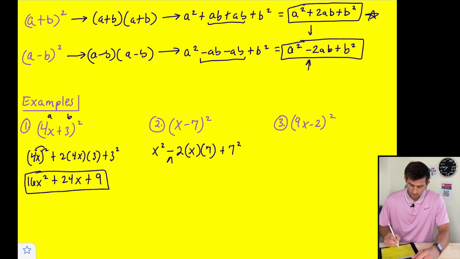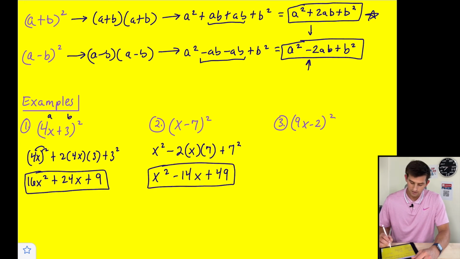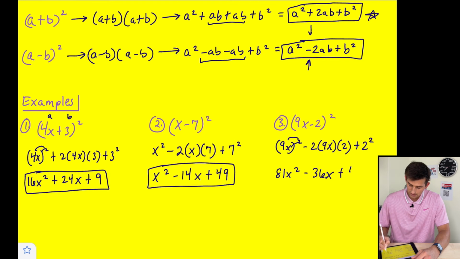And so now we can simplify. So we have x squared minus 14x plus 7 squared would be 49. All right, and for number 3, we also have subtraction. So we're going to take our first term and square it. Now it's going to be minus 2 times 9x times 2 plus 2 squared. Once again, make sure we give that exponent to the 9 and the x. So we get 81x squared minus 2 times 9 would be 18, 18 times 2 would be 36x, and then plus 4. All right, and those would be our solutions there.